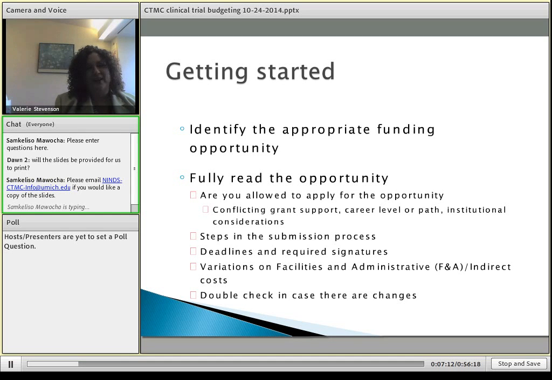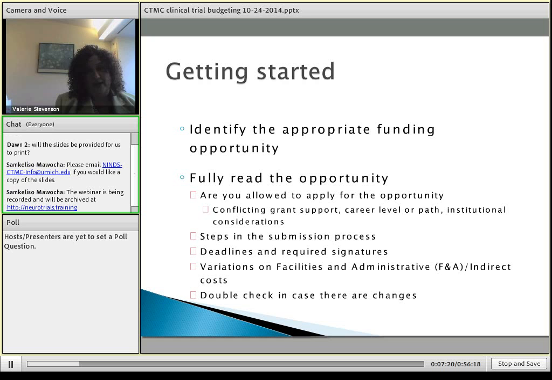So certain opportunities, you may read them. Your institution, for example, may have a 50% rate that they apply to grants, but if you read a funding mechanism, it may actually have a lower rate. So you want to make sure you have all that straight before you work on putting together your proposal.